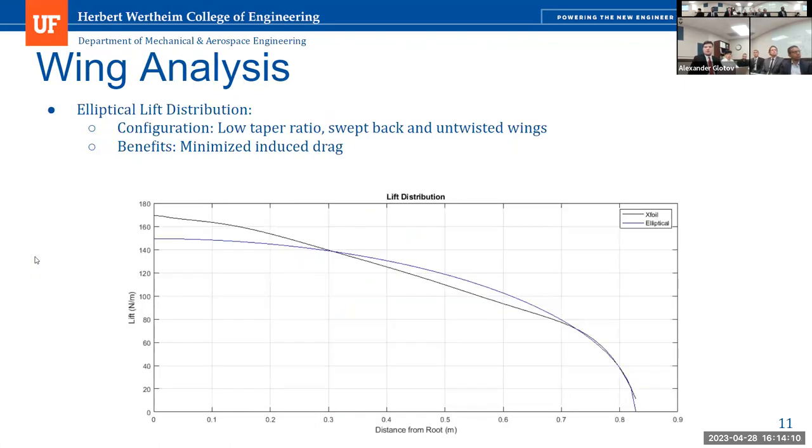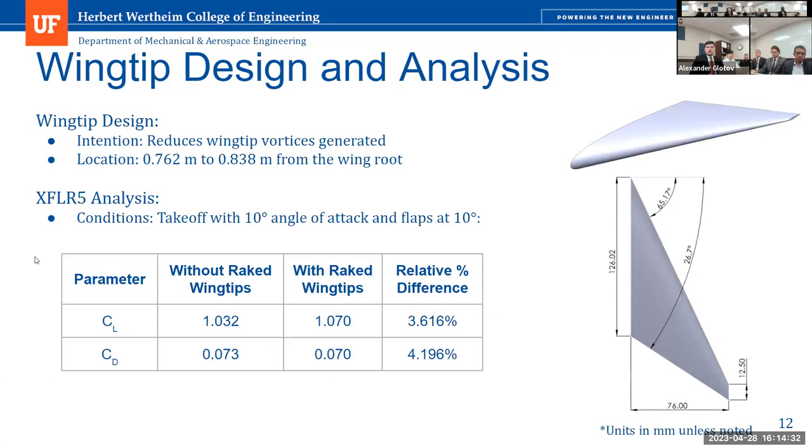Moving forward, this plot demonstrates the ideal and the computational lift distributions due to our combination, as previously stated, of taper ratio, untwisted wings, and 15 degree swept wings. As can be seen, our computational lift distribution is near the ideal elliptical lift distribution goal, which reduces the amount of induced drag. For our wingtip design, as we mentioned, it was raked wingtips, which helped reduce the amount of wingtip vortices generated due to the minimized chord length at the wingtip.